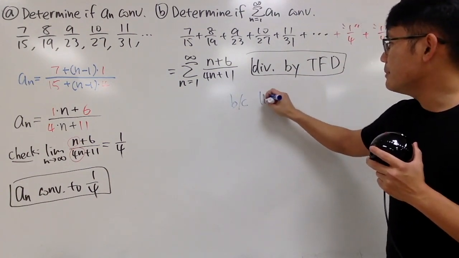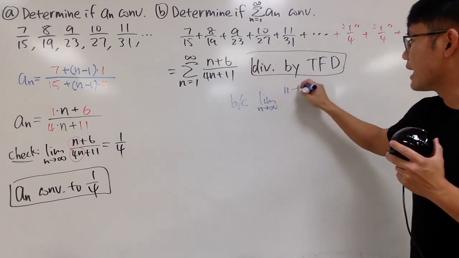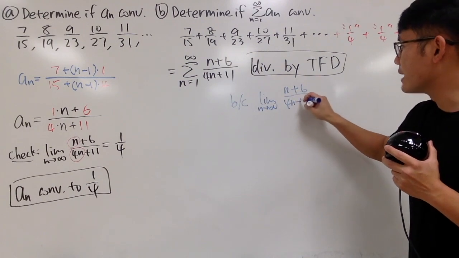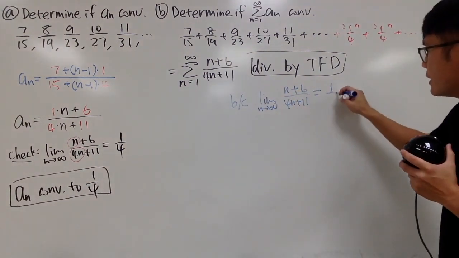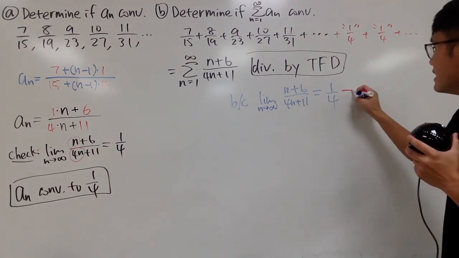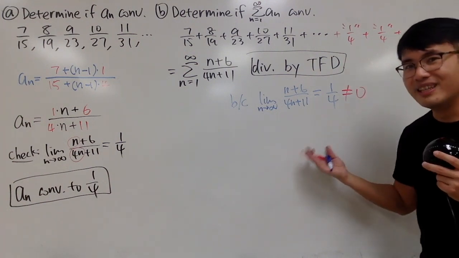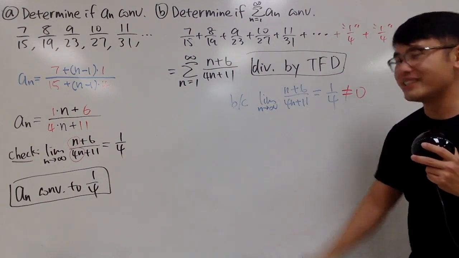This is because the limit as n goes to infinity of n plus 6 over 4n plus 11 was equal to 1 over 4, which we did over there. And 1 over 4 is crucial because this is not equal to 0. So you can use the test for divergence to argue that this diverges.